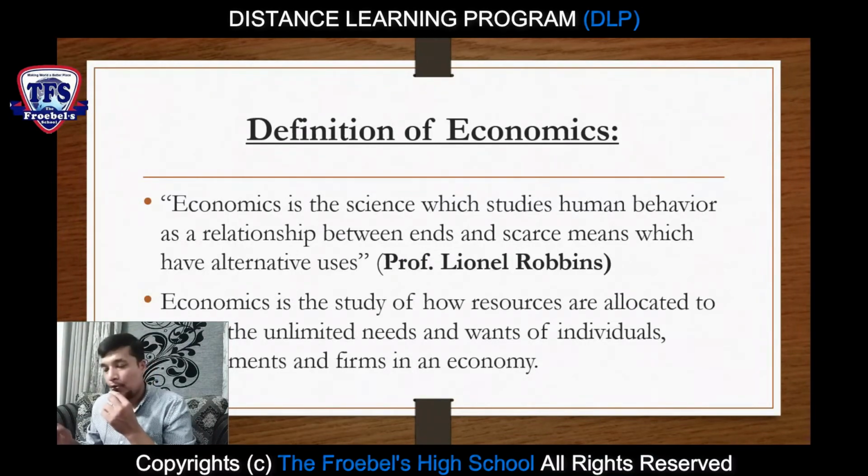So economics is the subject that is driven by satisfying the needs and wants of human beings. It deals with human behavior, as we have discussed in the definition of economics. So economics is dealing with all kinds of human behavior and their relationship between ends and means.